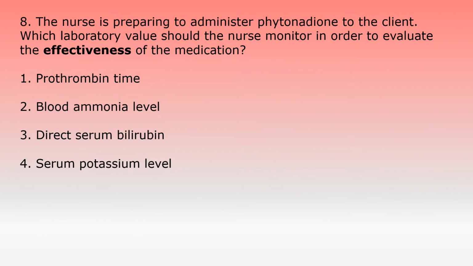8. The nurse is preparing to administer phytonadione to the client. Which laboratory value should the nurse monitor in order to evaluate the effectiveness of the medication? 1. Prothrombin time. 2. Blood ammonia level. 3. Direct serum bilirubin. 4. Serum potassium level.